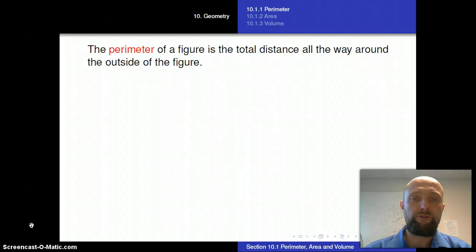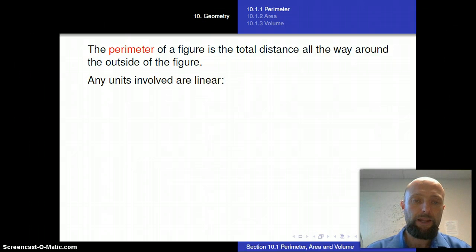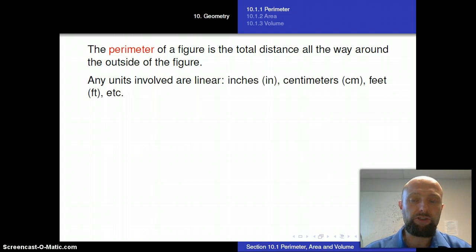The perimeter of a figure is the total distance all the way around the outside of the figure. Any units involved are linear: inches, centimeters, feet.